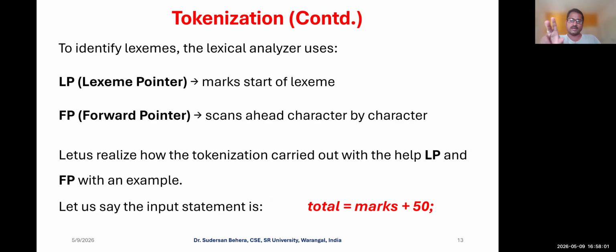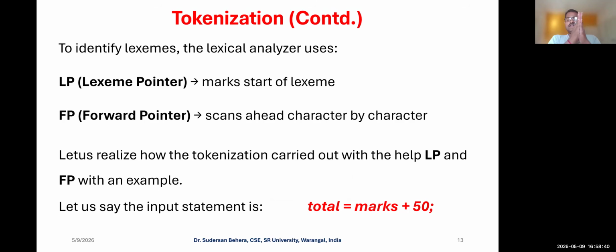So the technique is that there are two pointers actually. To identify the lexeme, the lexical analyzer uses two pointers. One is the Lexeme Pointer, in short LP. It normally marks the start position of the lexeme. The second pointer is the forward pointer, FP, which scans ahead character by character.